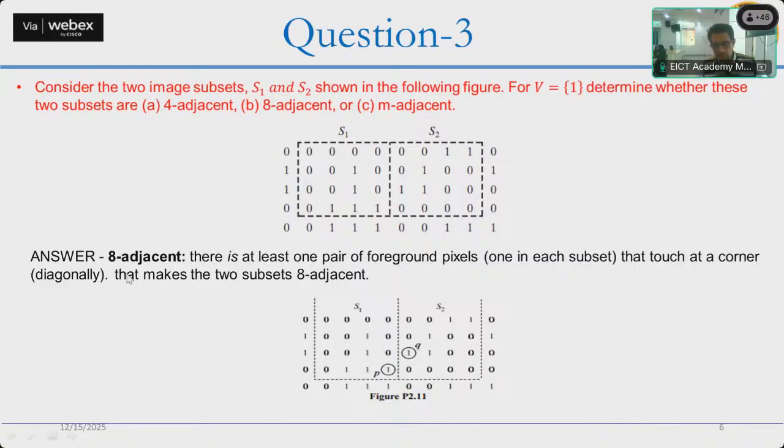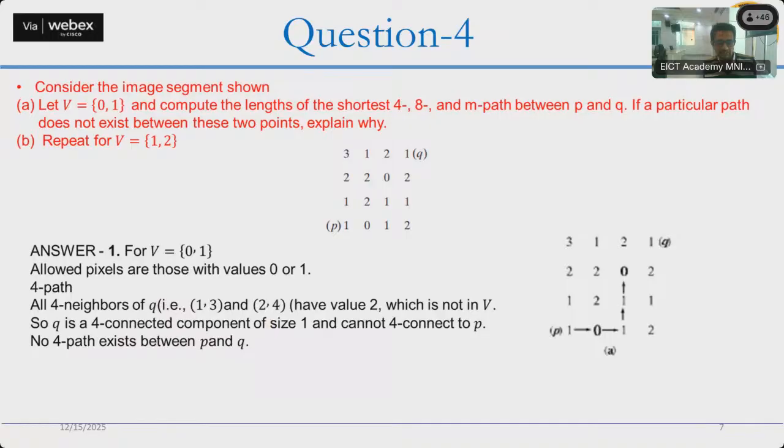Now the only possibility is whether it is M-adjacent or 8-adjacent. But remember, since there is no path between this one and this one, there is only a diagonal path. So that's why it is 8-adjacent. Coming to the next question, if you understood this one, we go to the next level.